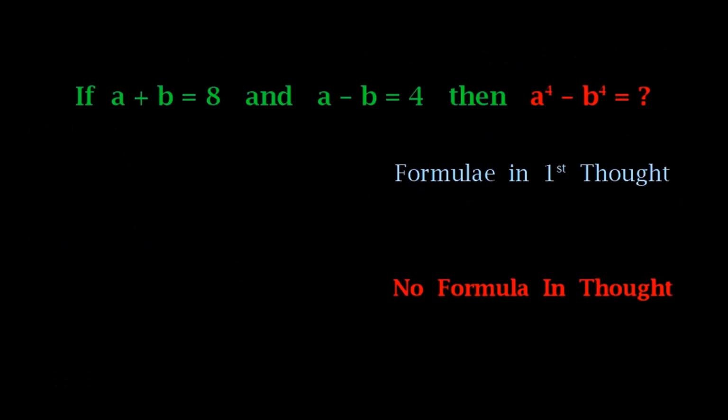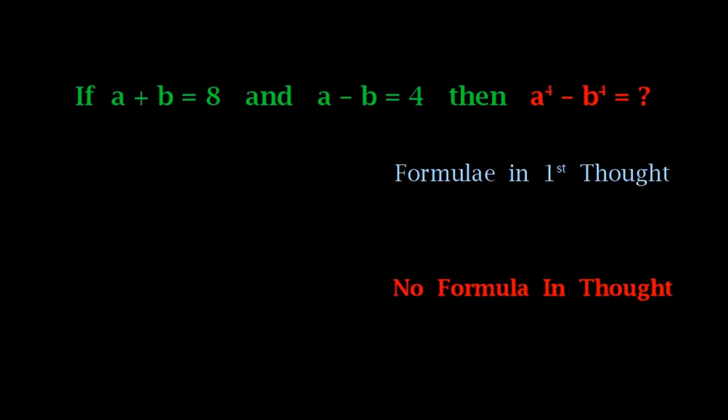This is a new problem with the same setup. Look here, the value of a plus b is equal to 8 and a minus b is equal to 4, just like the previous problems. But here the required part to find is a to the power 4 minus b to the power 4. Look, for the index 4, we do not know any formula directly. That is why in our first thought, no formula appeared. But if we think more deeply, we're going to have some formula in our mind.